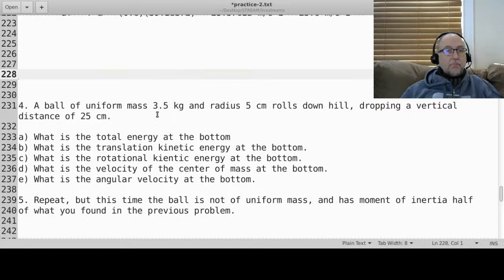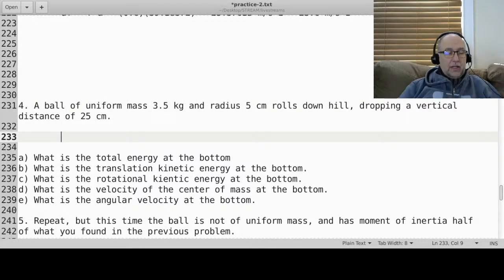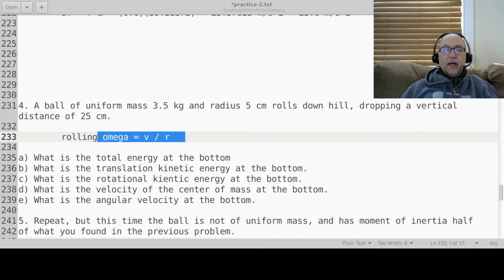Here, I'll write it. I actually said it wrong. This is the condition for rolling. Omega is equal to v over r. Sorry, I wrote it wrong a couple of times. There we go, this is correct. Sorry about that.